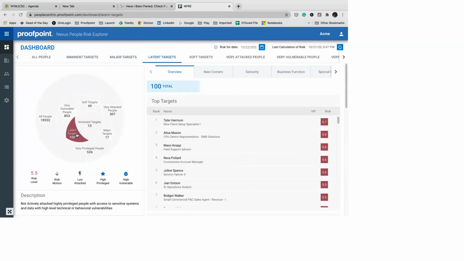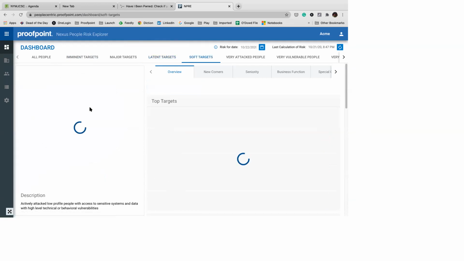Then we took latent targets, right? These are privileged and vulnerable folks, but not attacked. So they have privilege because of their job or title, but they have not been discovered by a bad actor potentially. And once that happens, if they've been targeted, they would move to that imminent target group. And that's because they're vulnerable and there's a high chance of account takeover. So think of these people in the latent group kind of like ticking bombs that you really want to disarm before they actually explode.